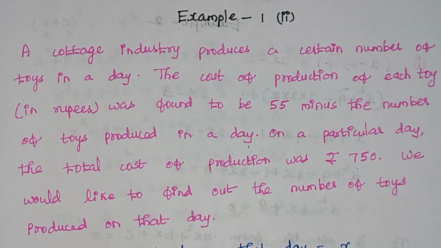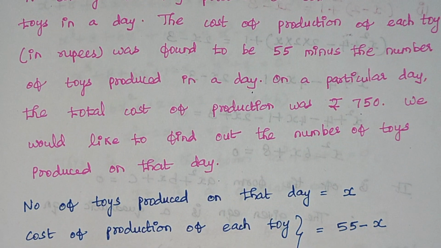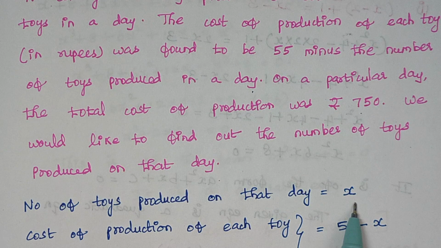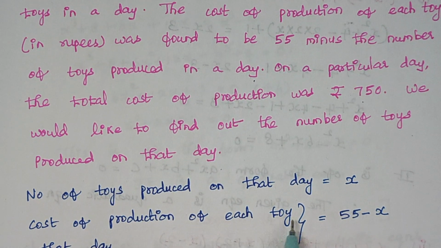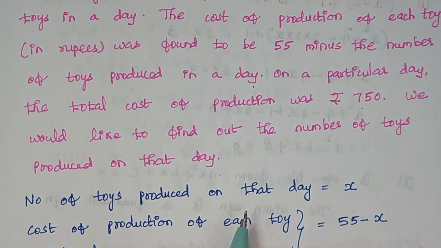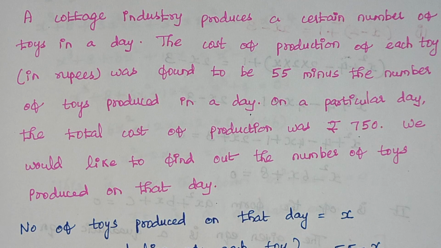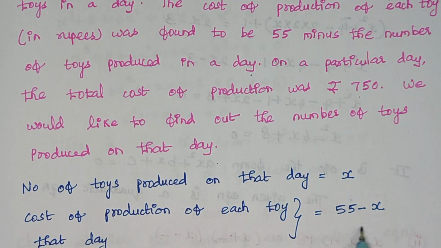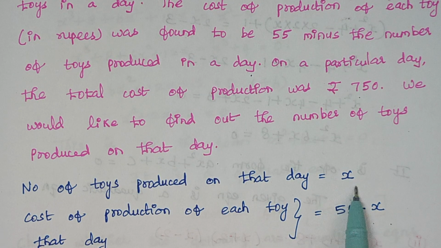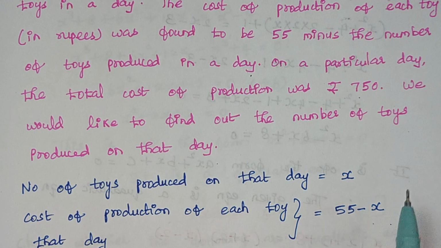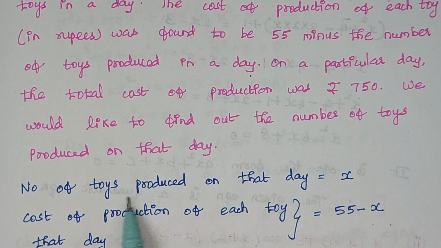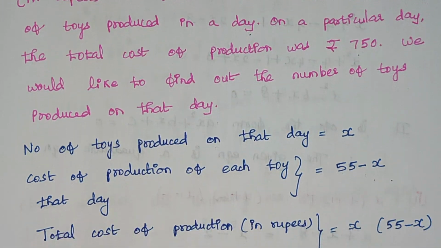So we start our solution: let the number of toys produced on that specific day be X. Then what is the cost of production of each toy on that day? They had clearly given 55 minus the number of toys produced. So here it is 55 minus X, because the number of toys produced on the day is X. Then the total cost of production on that day.